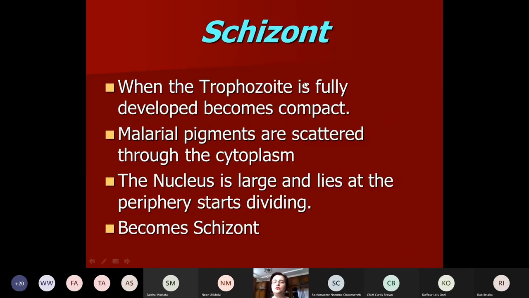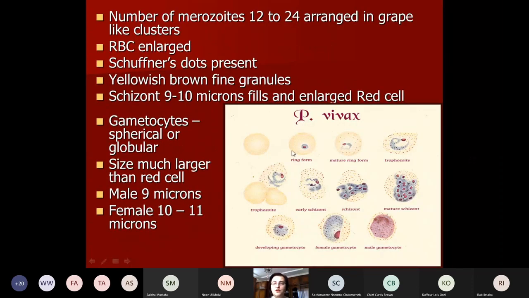Schizont. When the trophozoite is fully developed, it becomes compact. Malarial pigments are scattered through the cytoplasm. The nucleus is large and lies at the periphery, starts dividing, and becomes schizont. Now we will speak about the different types, species of Plasmodium.